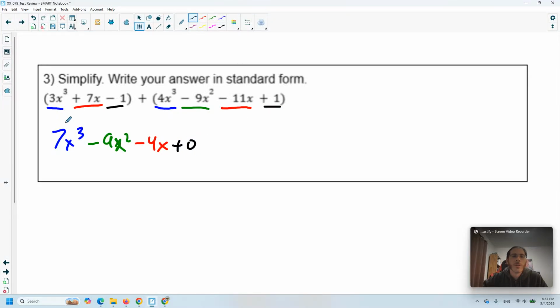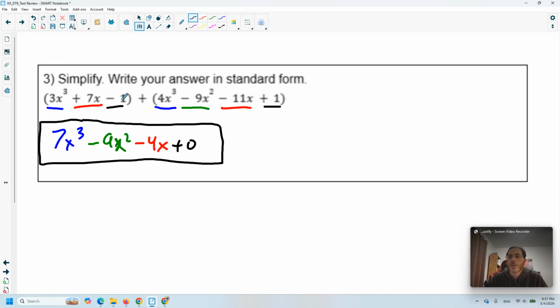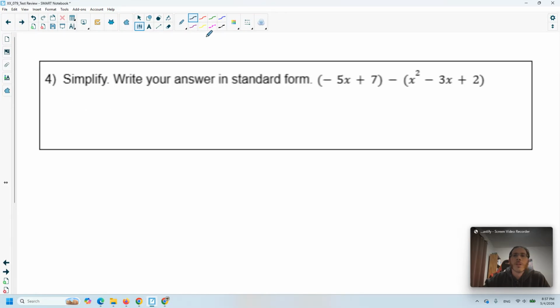I don't need to write the 0 if I don't want to. I may as well since I found it, though. So that's it. So combining our like terms for number 3. Similar for number 4, we can go ahead and distribute this negative sign first and then combine like terms. We also said in class, if you want, you can just straight up subtract them if you're comfortable with that. So minus x squared is negative x squared. Minus times minus is plus 3x. Minus times positive is minus 2.